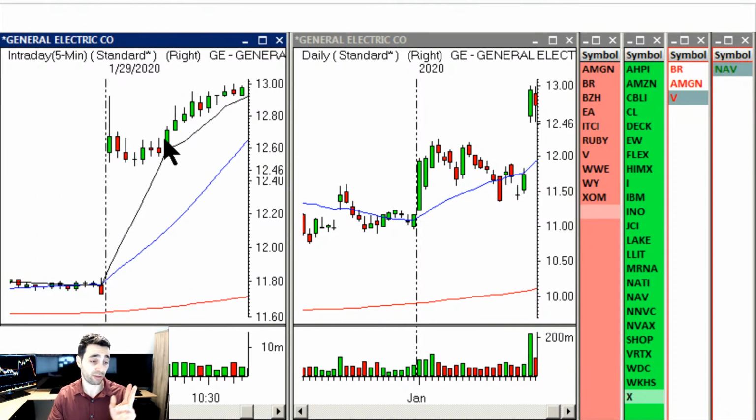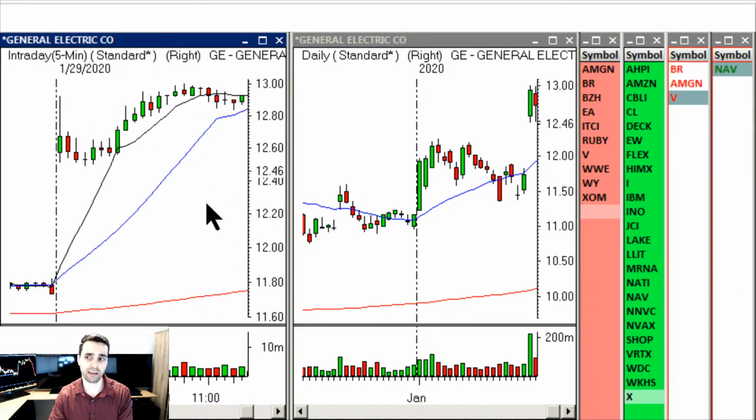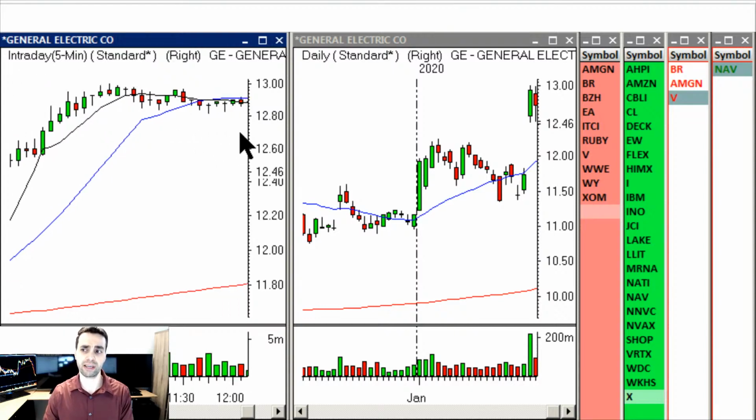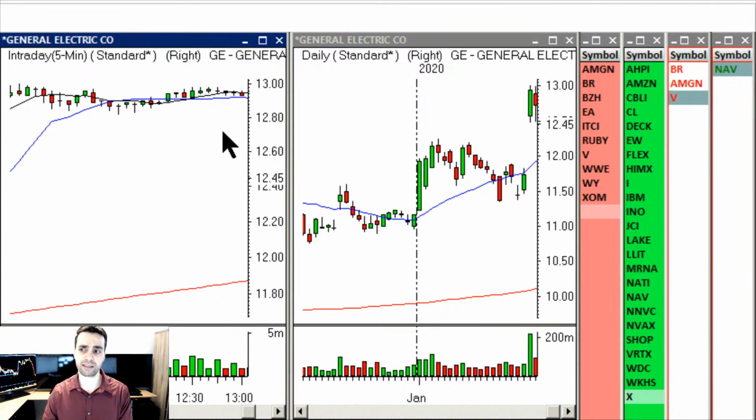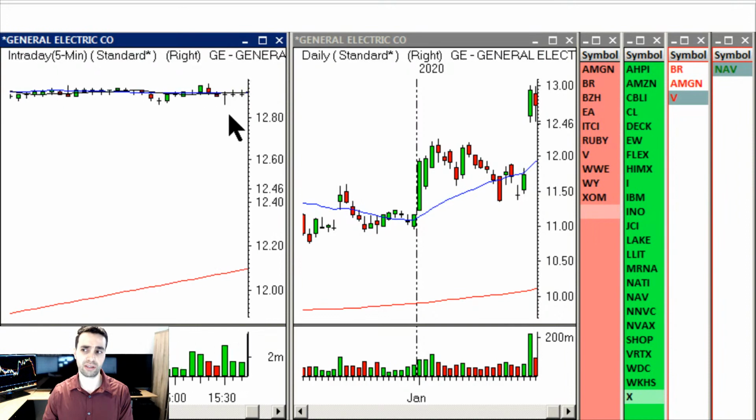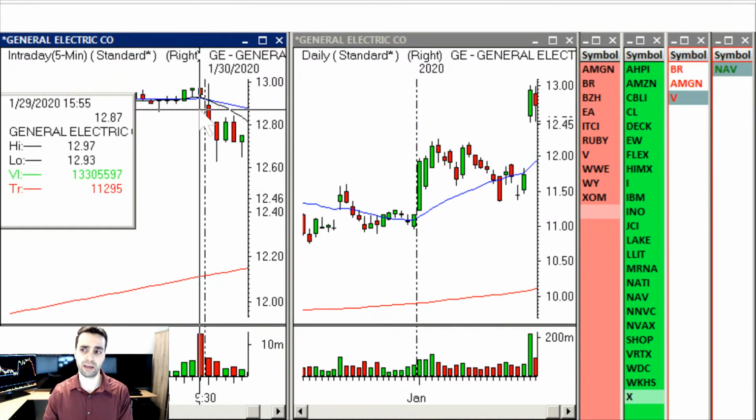I took 3 exits on it. One right here at 83 or something, one at the top, and then the last lot was at the end of the day, which was at 96 if I recall correctly. On GE was at 96. The exit, it just hung around until the end of the day, which was 96 was my exit on GE.